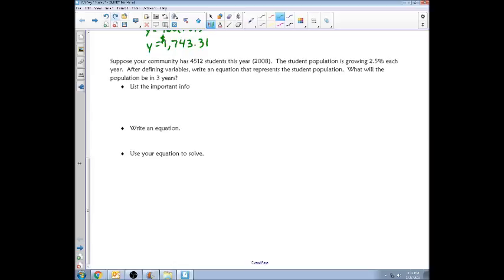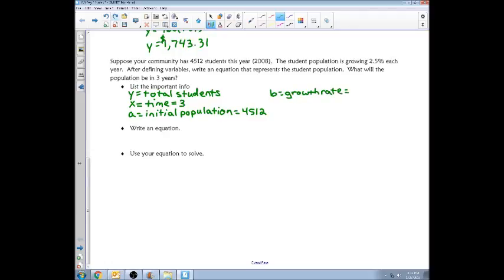So we need to list the important information. So the important information, our y is going to be our total students at the end of our amount of time. X is going to be our time, which in this case will be 3 years. A is our initial amount, our initial population, which in this problem is 4,512 students. And B will be our growth rate, which in this case is 2.5% or 0.025.